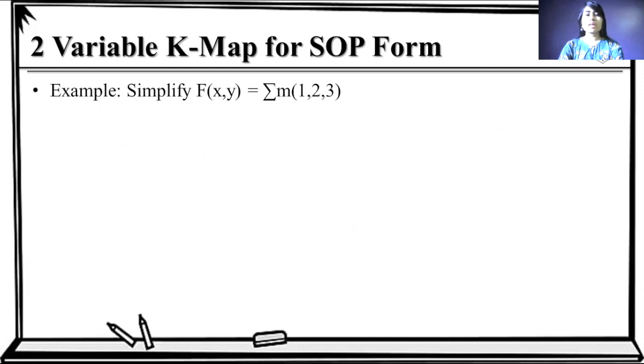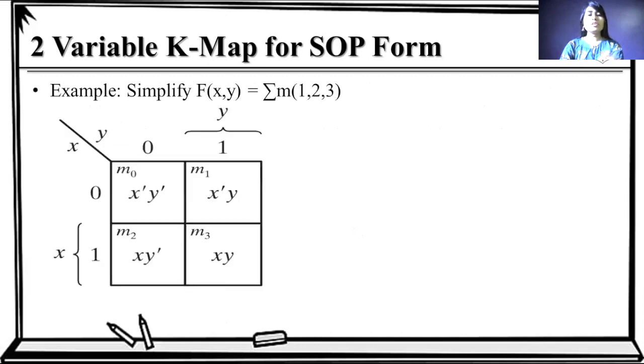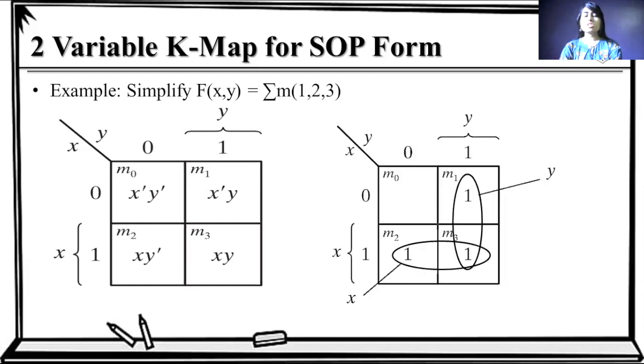Now let's take an example of how we can simplify a logical function using a two variable K-map. Here we have the example: simplify f of x comma y, that means two variables, with terms given as summation of small m 1, 2, 3. Summation means SOP form. So first make a K-map for these two variables and then place 1, because here we have a summation. For the terms 1, 2, 3, we have to write 1 at their positions. So this is how we can write the K-map for the given function.